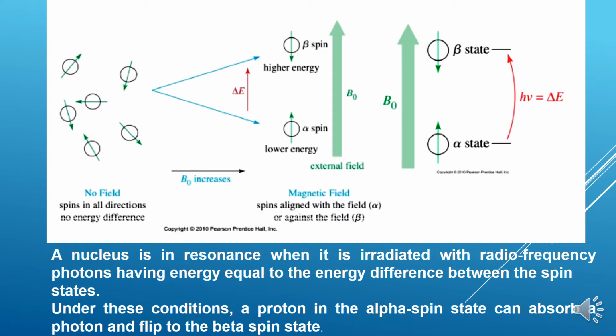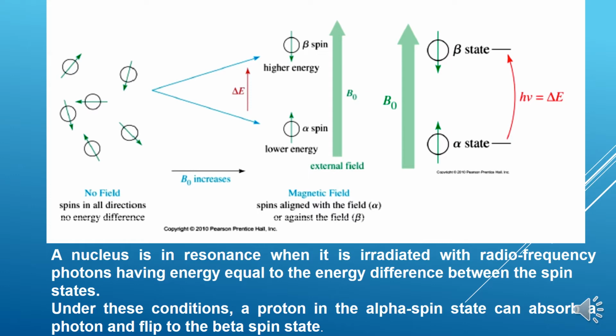It is possible when it is irradiated with radio frequency photons having energy equal to the energy difference between the spin states. As I told in the earlier slide, placing these types of atoms or nuclei in a very strong magnetic field separates them into two groups: one is the alpha group and another is the beta group.